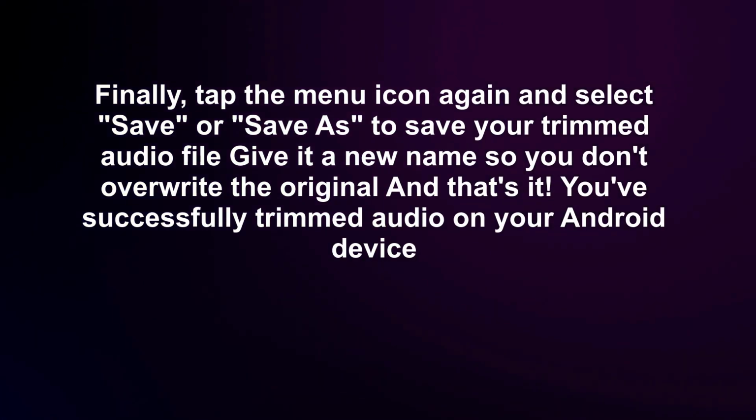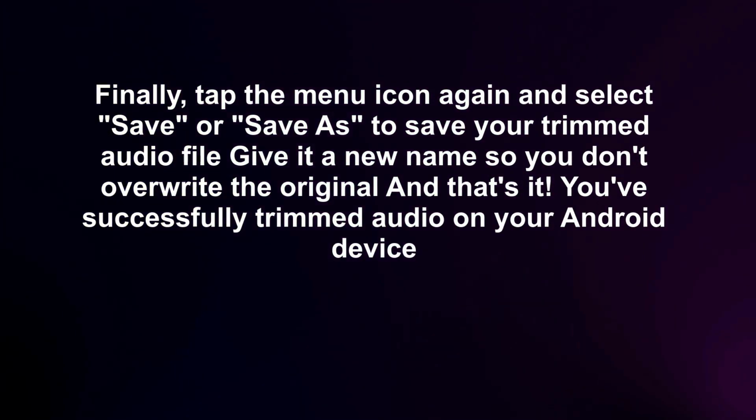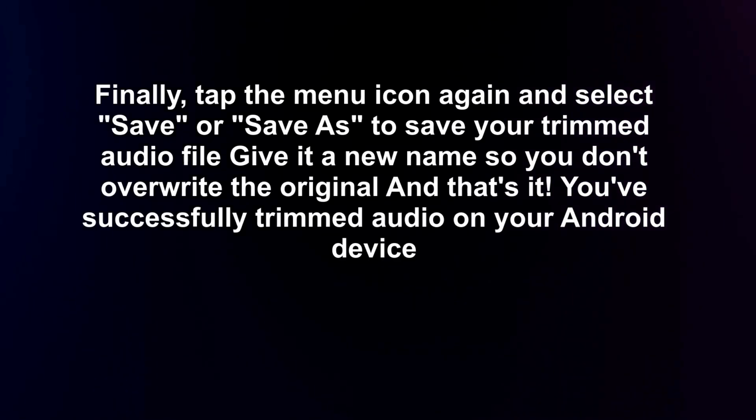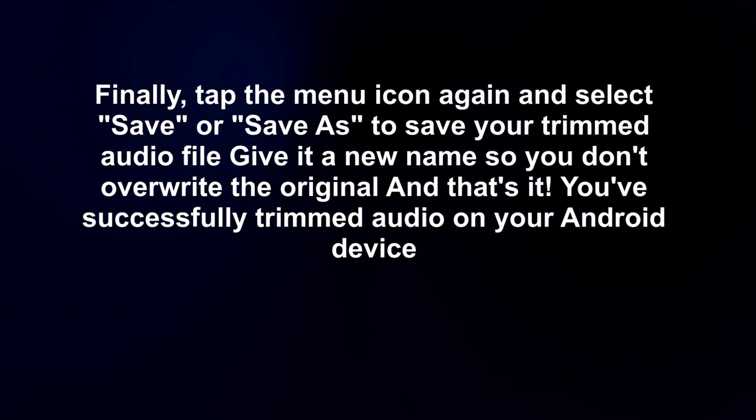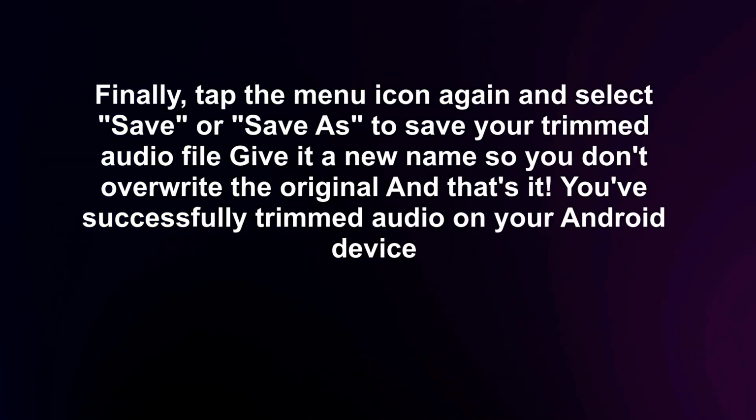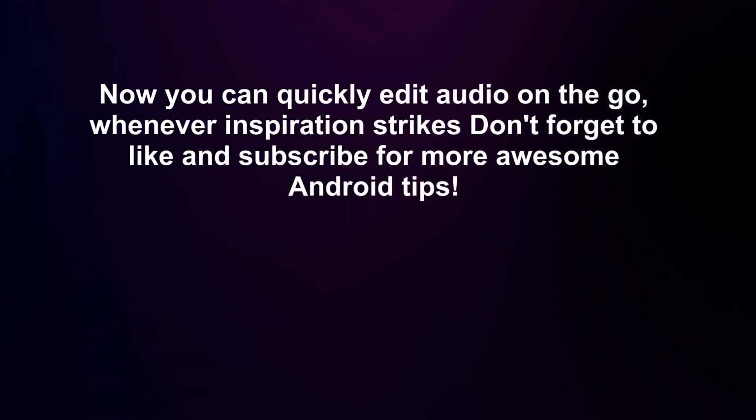Finally, tap the menu icon again and select Save or Save As to save your trimmed audio file. Give it a new name so you don't overwrite the original, and that's it. You've successfully trimmed audio on your Android device. Now you can quickly edit audio on the go.